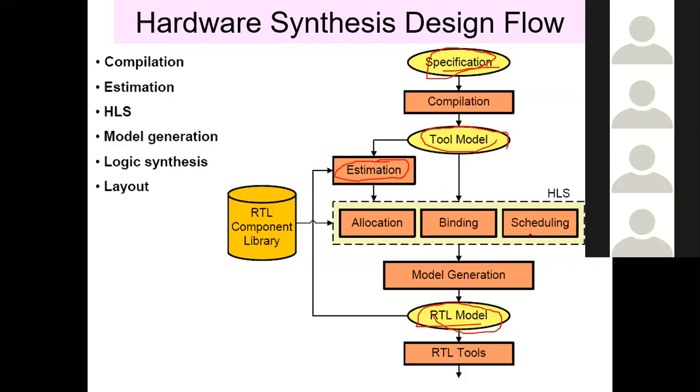And then comes the scheduling. Scheduling means that what needs to happen in each and every clock cycle is specified in the scheduling. Once you have all these things, we will have the corresponding RTL model. That is what we call model generation. Then we get the RTL model. This is the overall design flow of hardware synthesis. Is it clear? Any doubts?